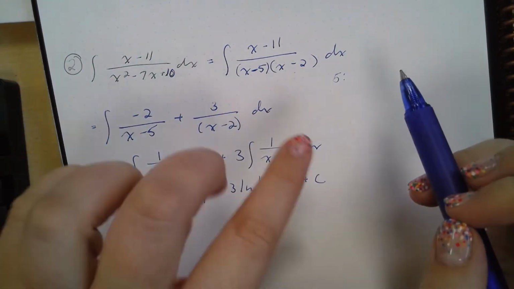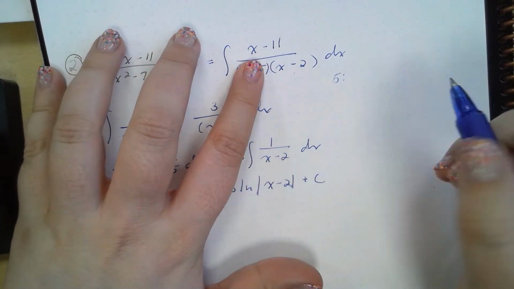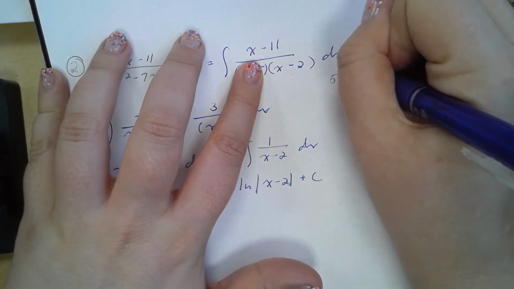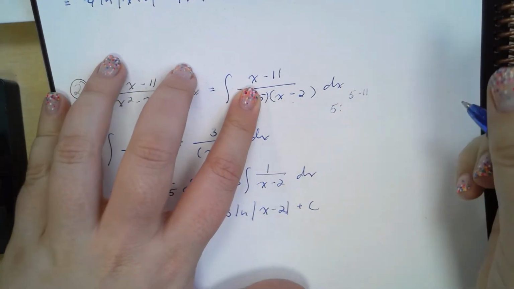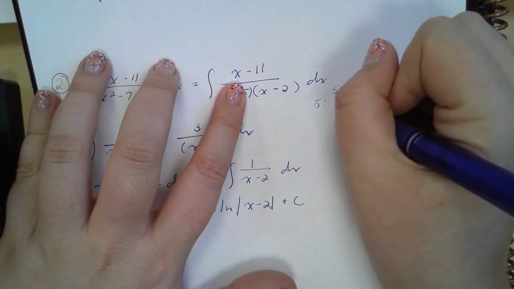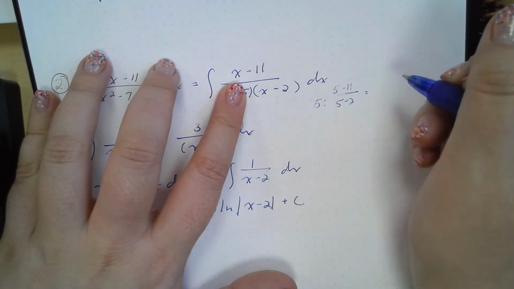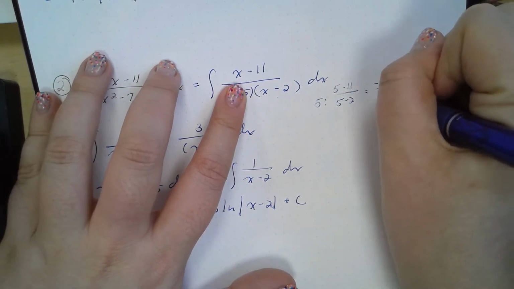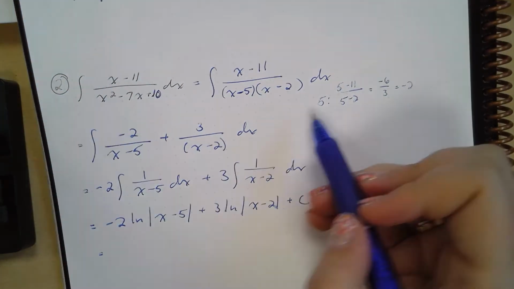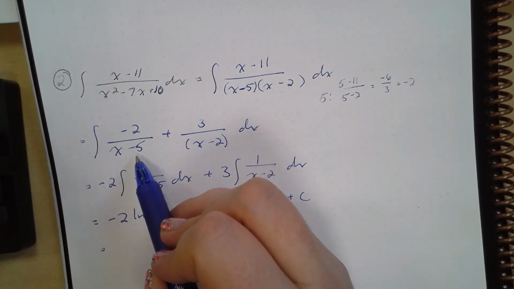So I cover this up, and I'm going to substitute. I'm going to have 5 minus 11 over 5 minus 2, right? So that's going to be negative 6 over 3, which is negative 2. So I'm going to put that negative 2 over x minus 5.